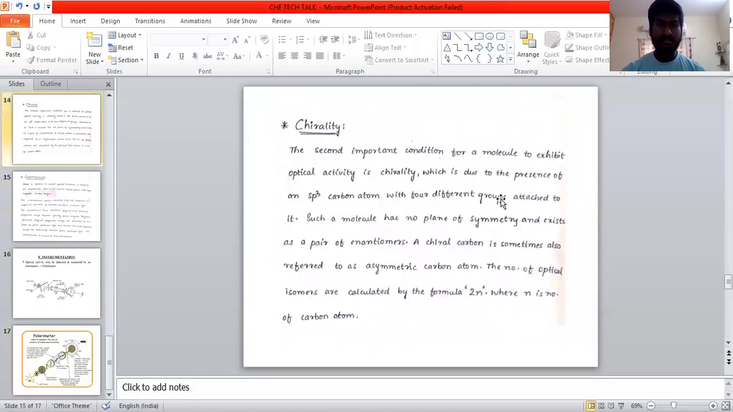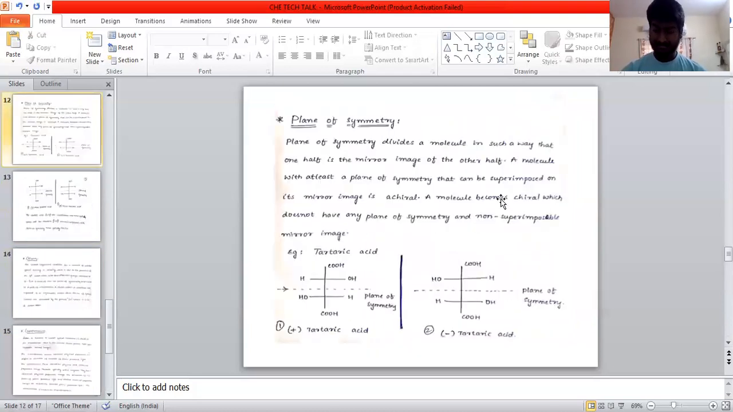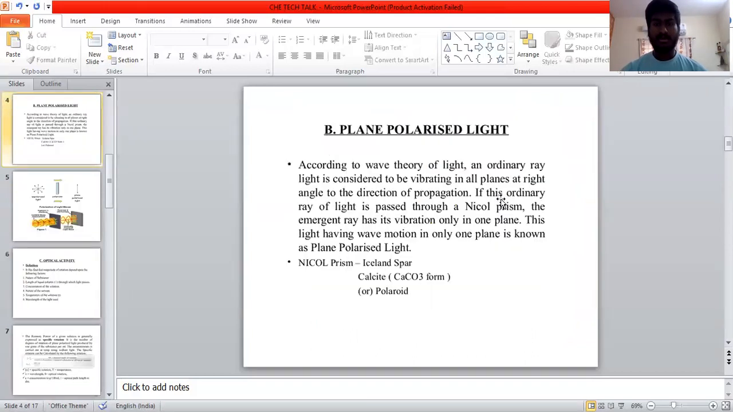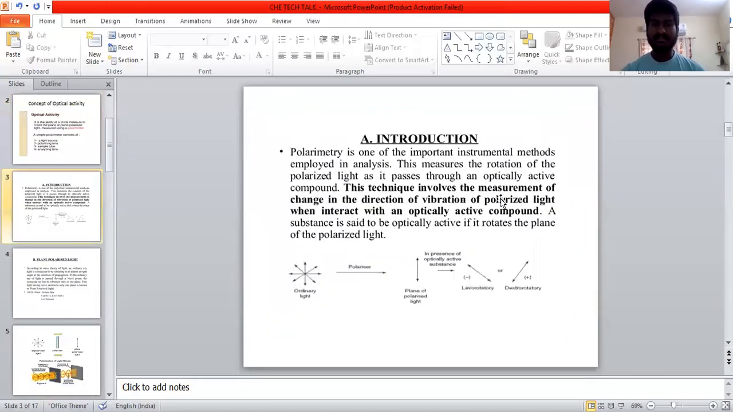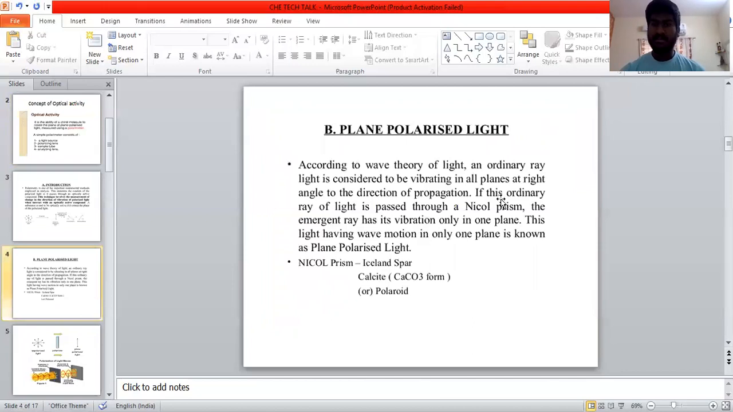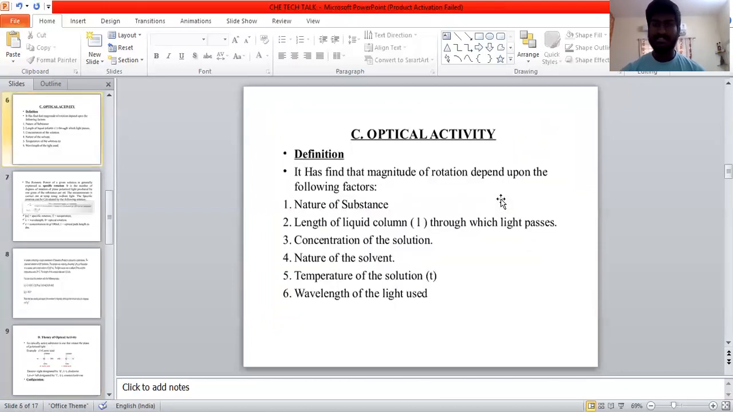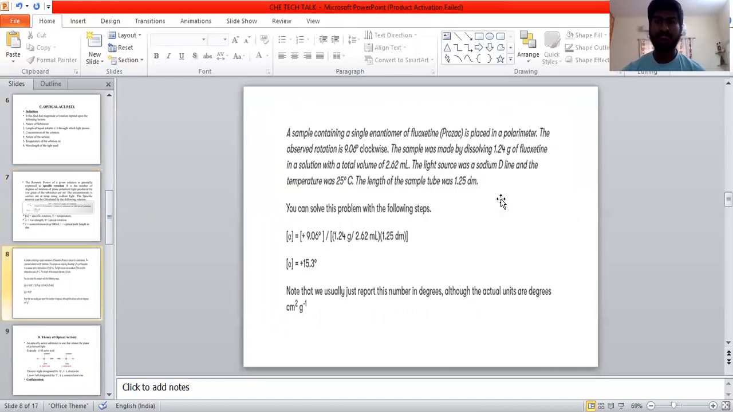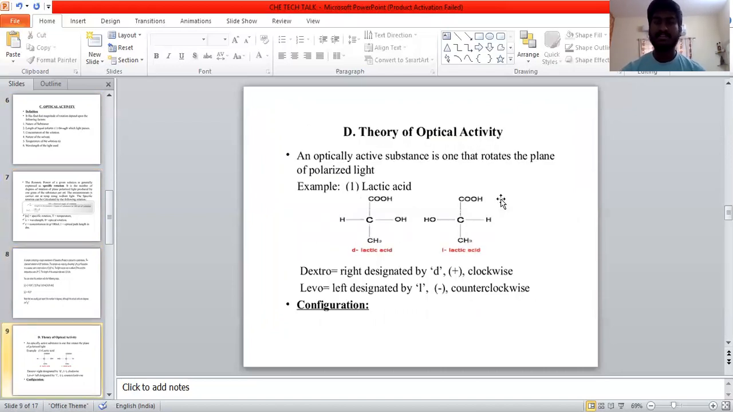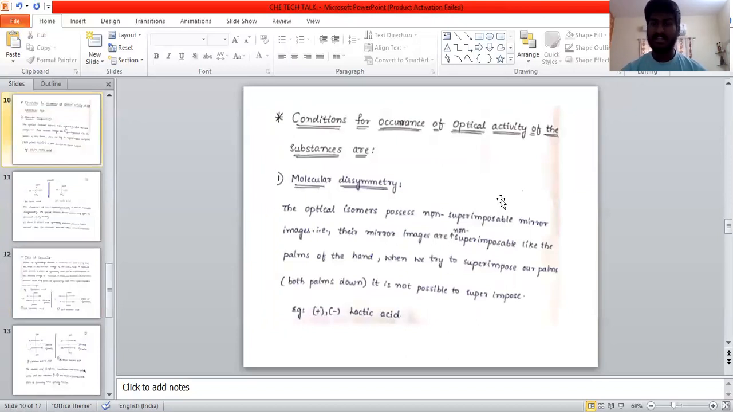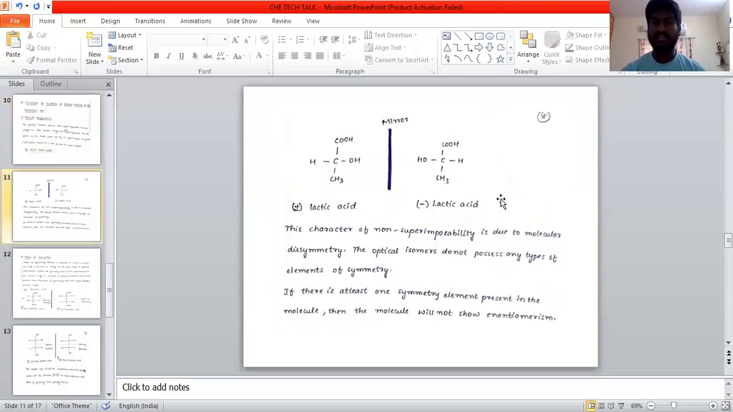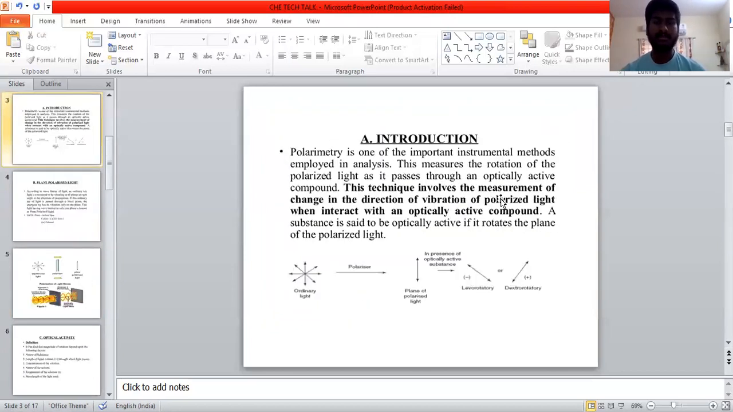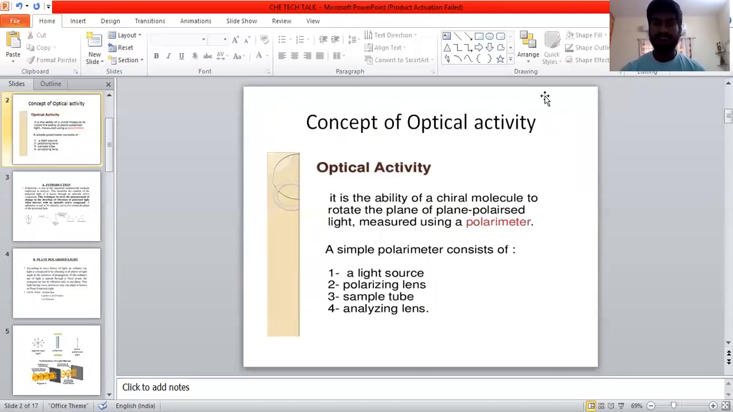So that's it about optical activity. We have discussed what optical activity is, plane polarized light, and the factors it depends on, specific rotation, problems related to specific rotation, the theory of optical activity, the conditions for optical activity, and the instrument, the polarimeter, and how it works. So this is all about optical activity. Thank you.